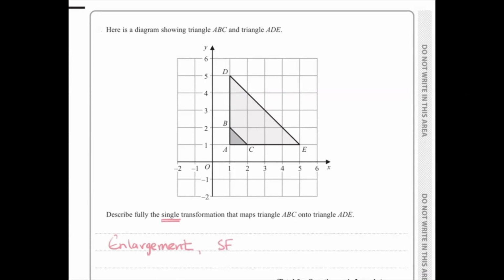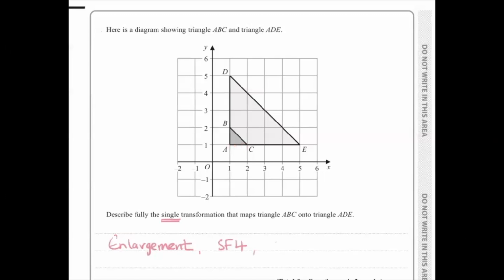We're mapping ABC, which is our smaller triangle, to the bigger. So we can just look at one of the edges. So if we look at this edge here on the small triangle, the base is just 1 square along, but on the large triangle, it's 1, 2, 3, 4. It's 4 times bigger, so scale factor 4.